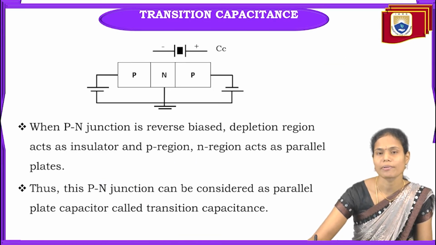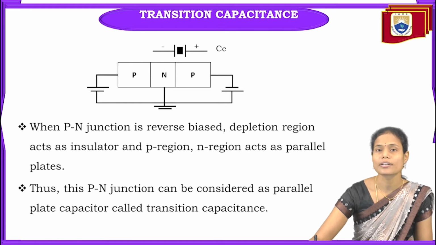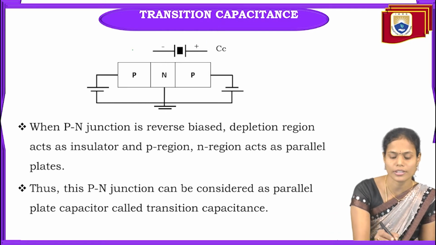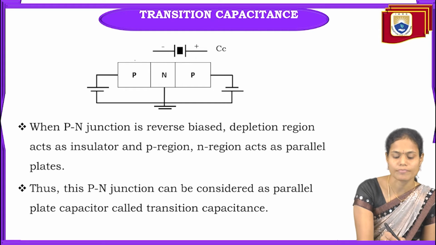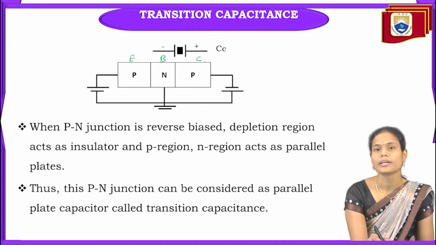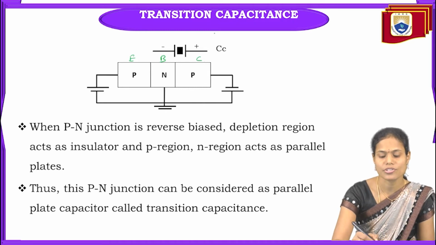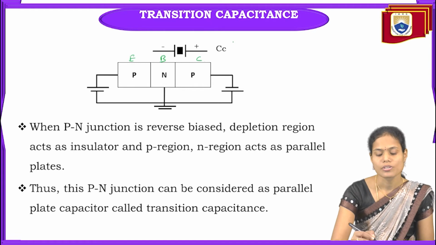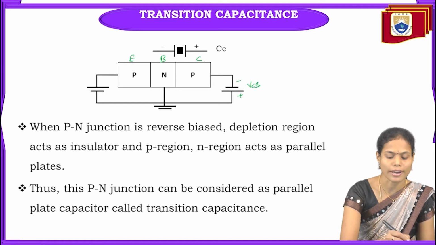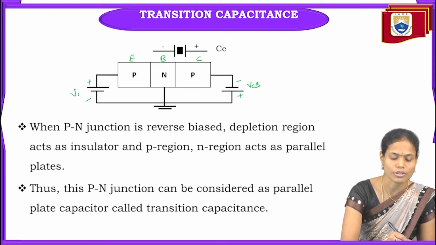And the next type of capacitance is transition capacitance. This transition capacitance will exist in the reverse biased collector base junction. That's why we are representing it at the collector base junction. So this is emitter, this is base, and this is collector. Between collector and base, we will get this transition capacitance Cc. Always this collector base junction is reverse biased and emitter base junction is forward biased.